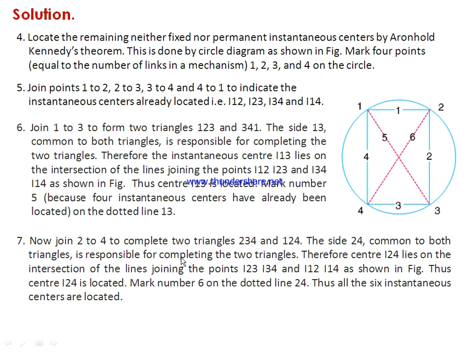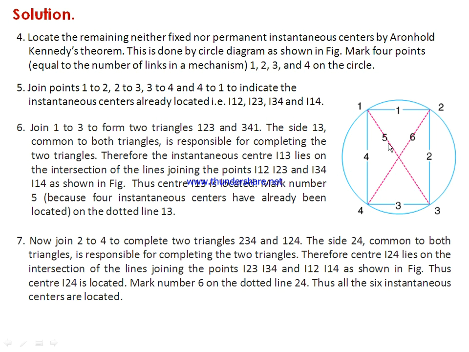Following the method explained earlier, we can locate the remaining 2 instantaneous centers, which are neither permanent nor fixed, by Kennedy's theorem and this circle diagram. Locate the remaining instantaneous centers by the Arnold-Kennedy theorem. This is done by the circle diagram as shown in the figure here. Mark 4 points, equal to the number of links in the mechanism, like 1, 2, 3, 4 on the circle.